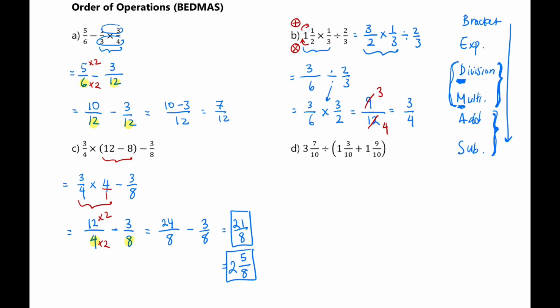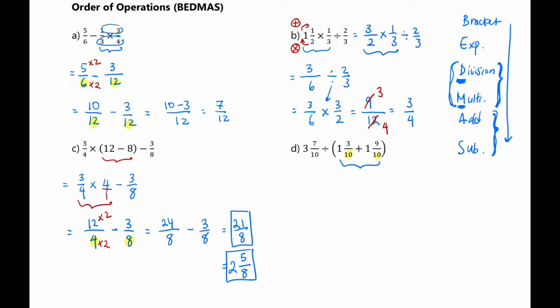Part D. 3 and 7 over 10 divided by all of 1 and 3 over 10 plus 1 and 9 over 10. Alrighty. So we see the bracket first, so we gotta work on the inside of the bracket first. But in order for us to do it, either you can convert these mixed numbers into improper fractions first, or they have a common denominator, so maybe you can just add them together as it is. So let's try that. We want to make sure we don't do extra steps unless we have to. So let's take a look.